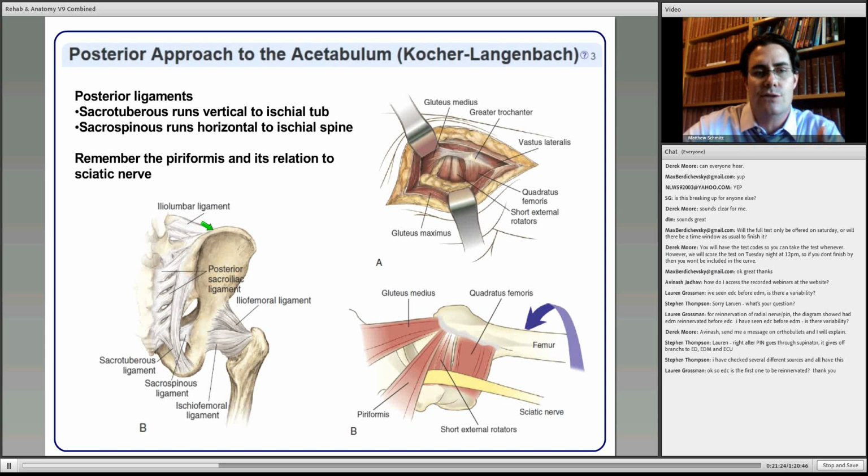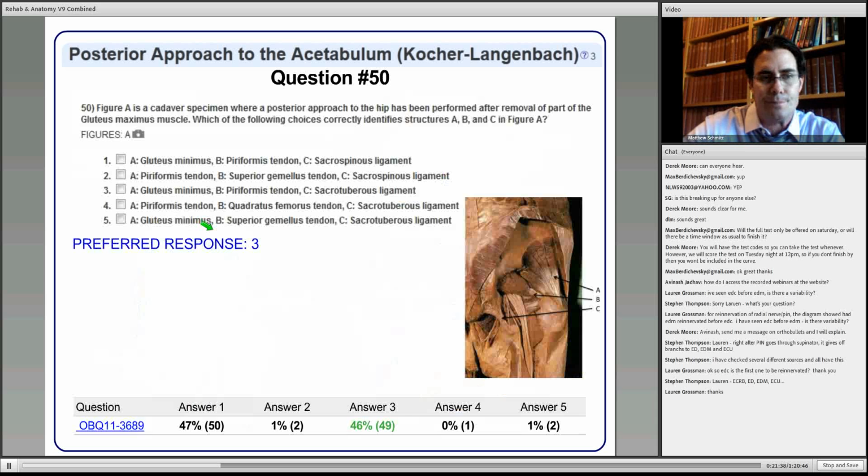And remember its relation to the sciatic nerve. In a majority of people, the piriformis, when you're looking from posterior, essentially drapes over the sciatic nerve, and the sciatic nerve leaves from just deep and just inferior to that. So as we look back at this picture, we can clearly identify our sciatic nerve, which is shown here. We can see our piriformis draped across it here.